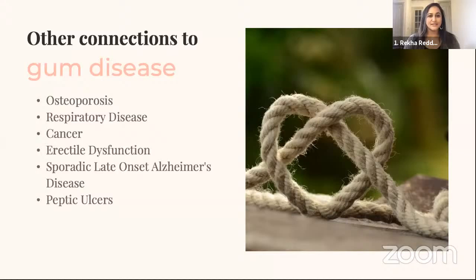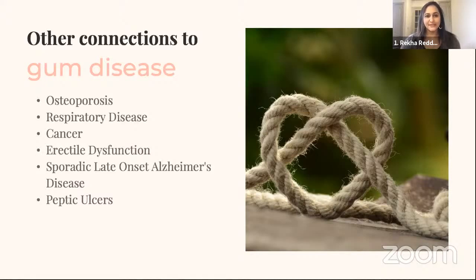Some other conditions that we're learning are associated with gum disease are osteoporosis, types of respiratory diseases, types of cancer, and erectile dysfunction. Some of the newest studies are linking Alzheimer's disease to gum disease, which is particularly important because we see gum disease in our older population as well as Alzheimer's disease. Peptic ulcers are another newer area.